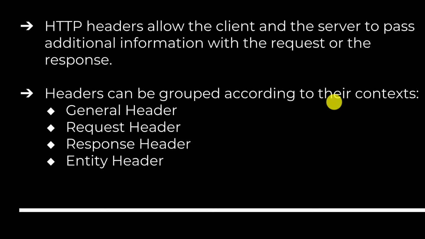Request header: headers containing more information about the resource to be fetched or the client itself. Response header: headers with additional information about the response, for example, location, or details about the server, such as name and version. Entity header: headers containing more information about the body of the entity, like the content length or its MIME type.